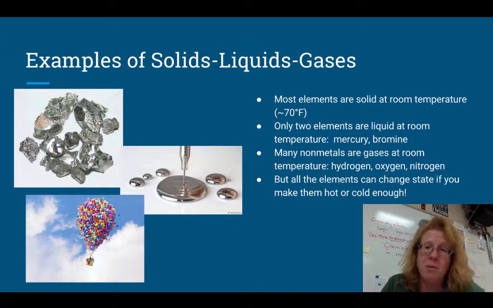Here's some examples in terms of just kind of what they look like. You're most familiar with solids because they're the ones that we can see and touch. Most elements, especially metals, are going to be solid at room temperature. There's only a couple that are liquid. You may have seen liquid mercury before in an old thermometer or something like that. That's very toxic, so don't touch it if you see it.